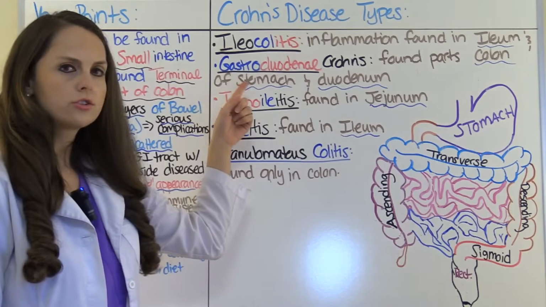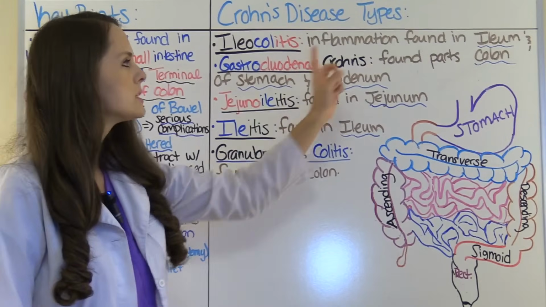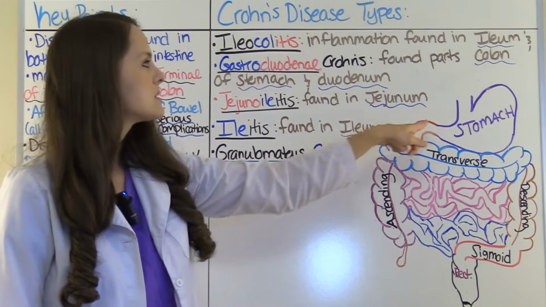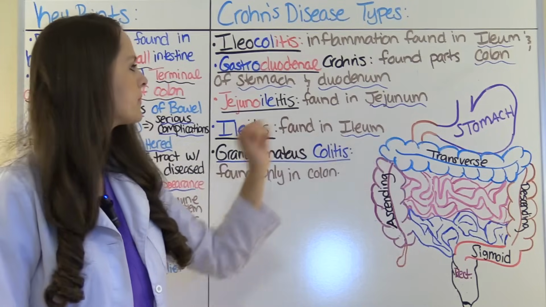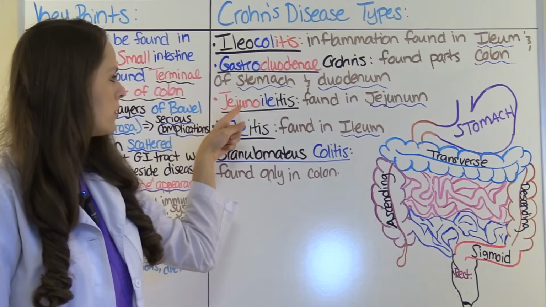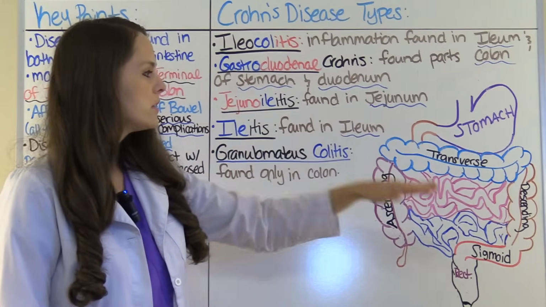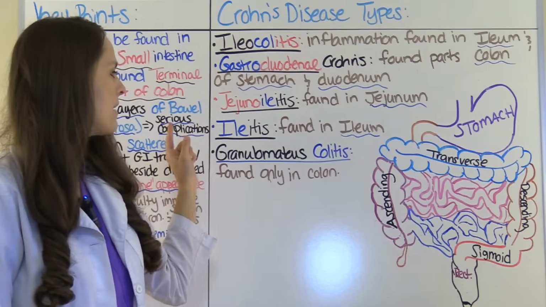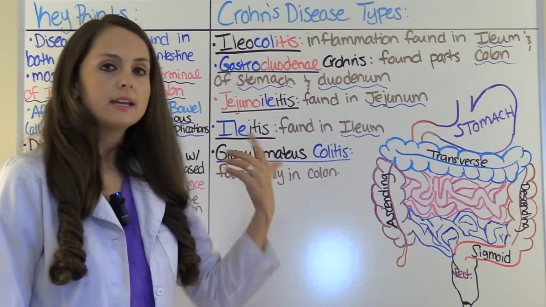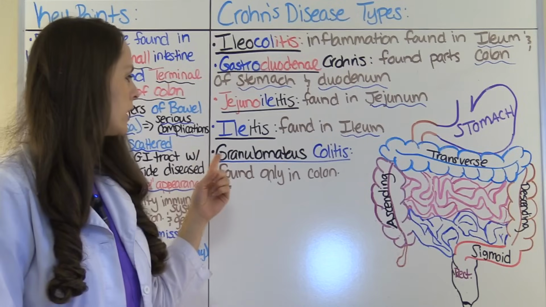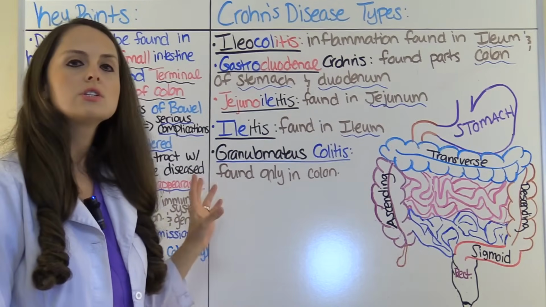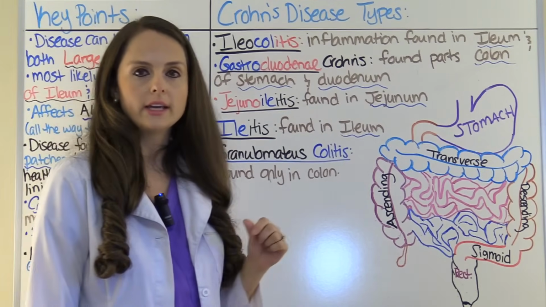Then you can have gastroduodenal Crohn's, which is found in parts of the stomach and the duodenum. You can also have jejunoileitis, which is found in the jejunum. And you have ileitis, which is found in the ileum. And you can have granulomatous colitis, which is found only in the colon.